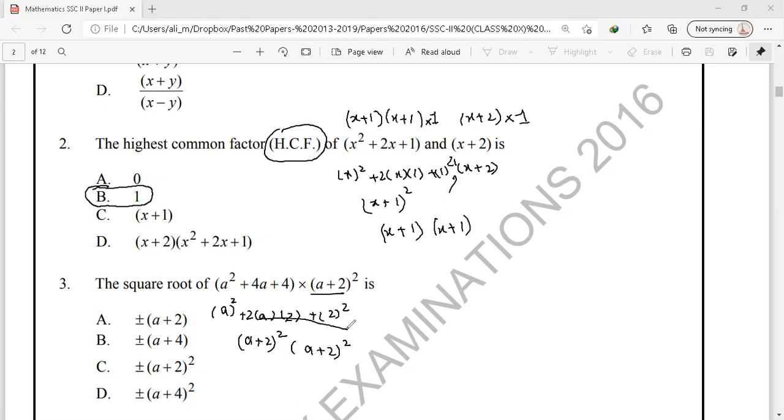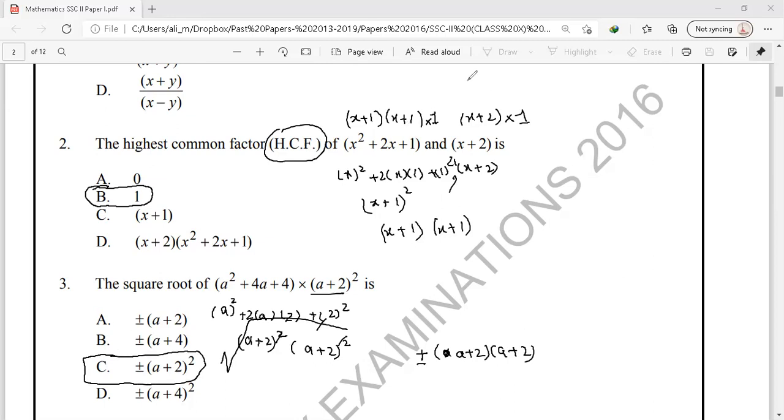If we take the square root of this expression, this square and root would be cancelled out, and we will get a plus 2 and a plus 2. As we have taken the square root, we will take positive as well as negative. So the correct answer for question number 3 is option C.